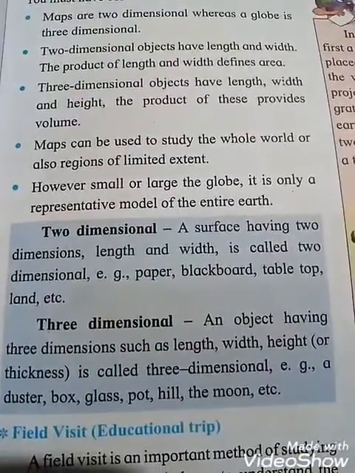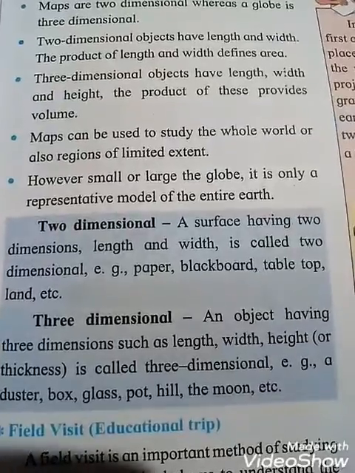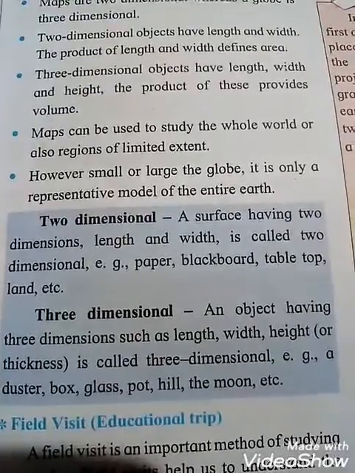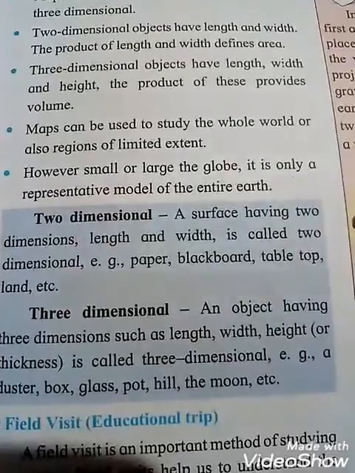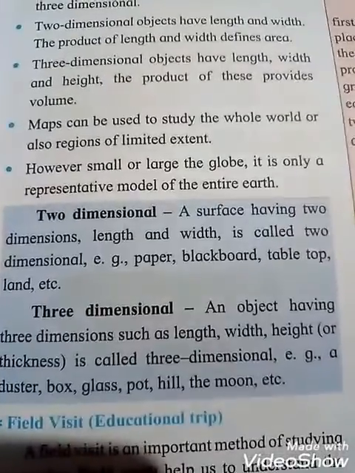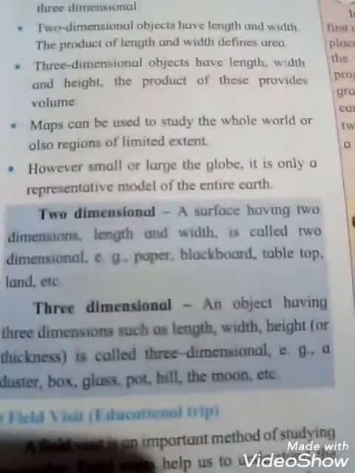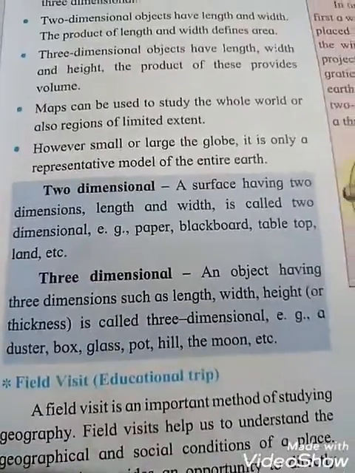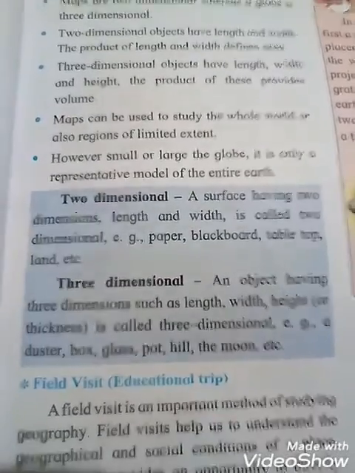So see students, two dimensional. The definition of two dimensional: a surface having two dimensions, length and width, is called two dimensional. Examples, students: paper, blackboard, table top, land, etc. Next one, three dimensional, students.